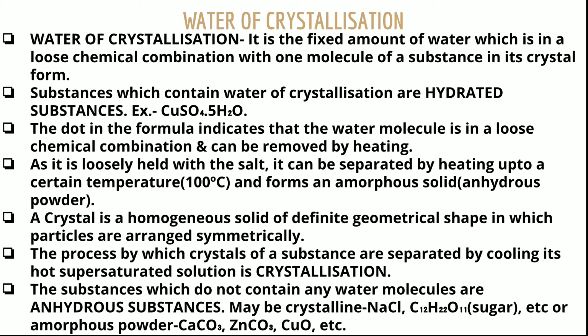The process by which crystals of a substance are separated by cooling its supersaturated solution is known as crystallization. So when a hot supersaturated solution is made, and when we cool it, then crystals are formed. By forming crystals separating out of the supersaturated solution, a solute can be obtained from a solution. That process of forming crystals from a hot supersaturated solution is known as crystallization.